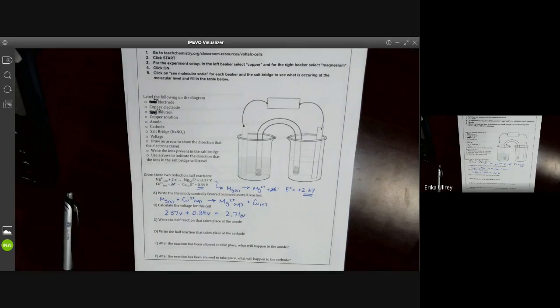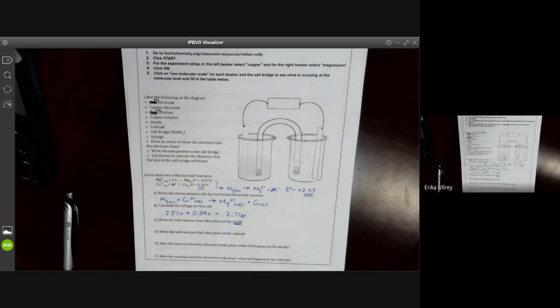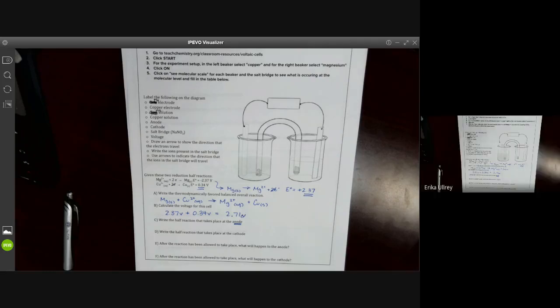Okay, so the next thing that we need to think about is: write the half reaction that takes place at the anode. So what takes place at the anode, oxidation or reduction? What's going to happen at the anode? Does anode stand for oxidation or for reduction? Emily Kurlikowski, do you remember? What takes place at the anode, oxidation or reduction?